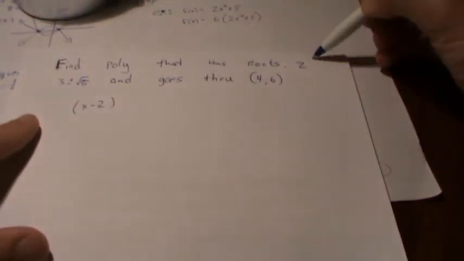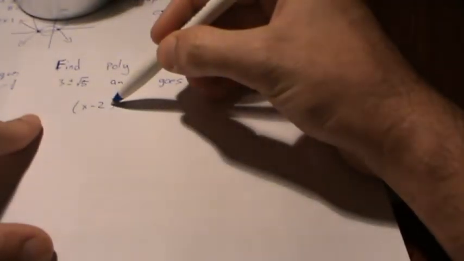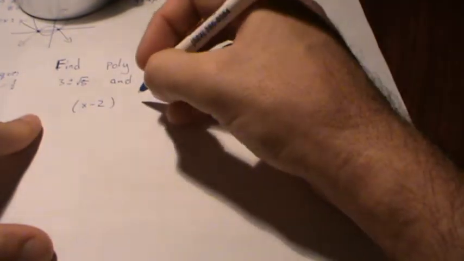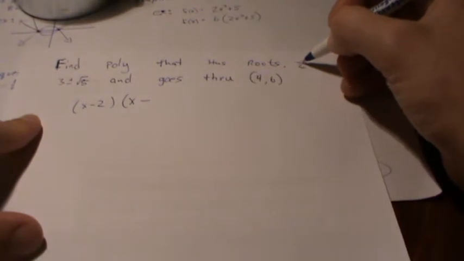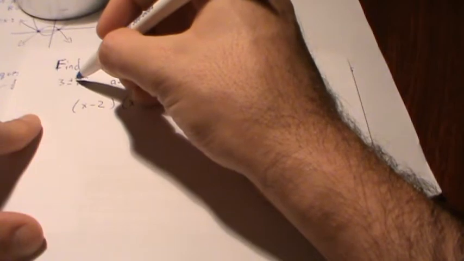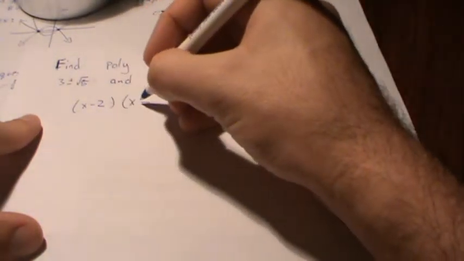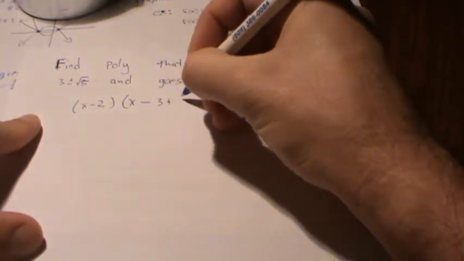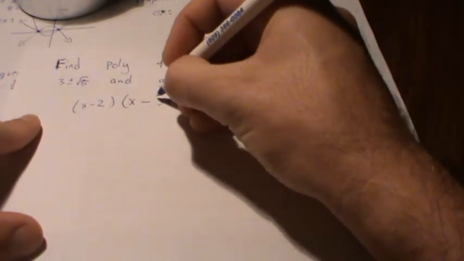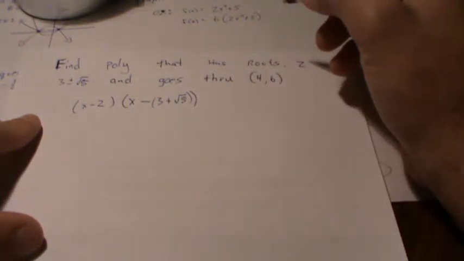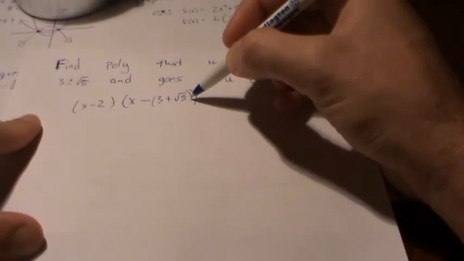Now for this one, it goes through negative 2, but it goes through this funny root here. Remember, if my root is 2, I go x minus 2. If my root is 3 plus the square root of 5, I go x minus 3 plus the square root of 5, and I'll have to put that in parentheses. So there I have that.